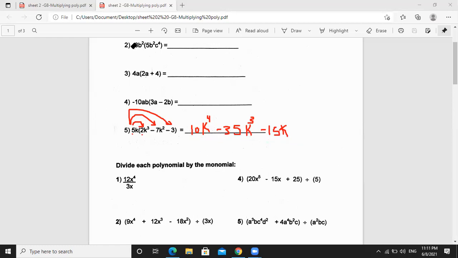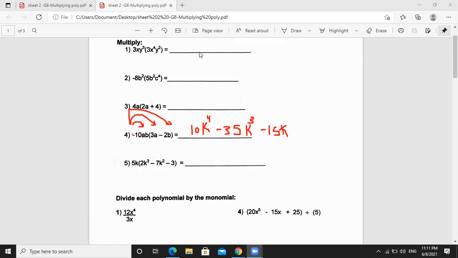Ahmed, could you do number 2? Number 2. Okay, with all my pleasure. Did you understand number 5? Yes, thank you. Good. Number 2, we will use the same method.